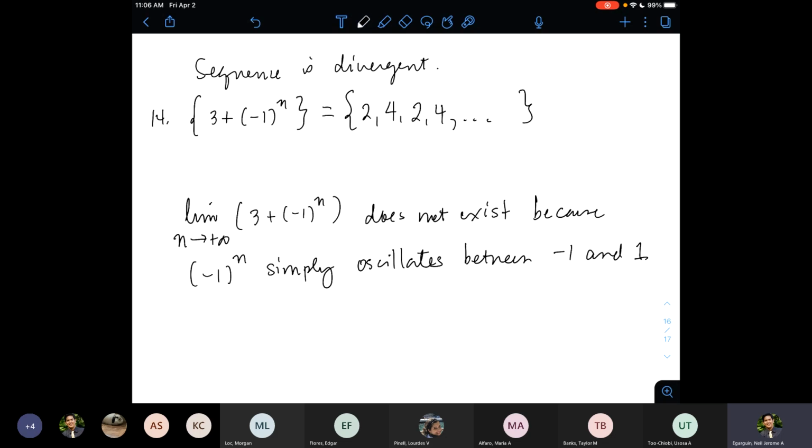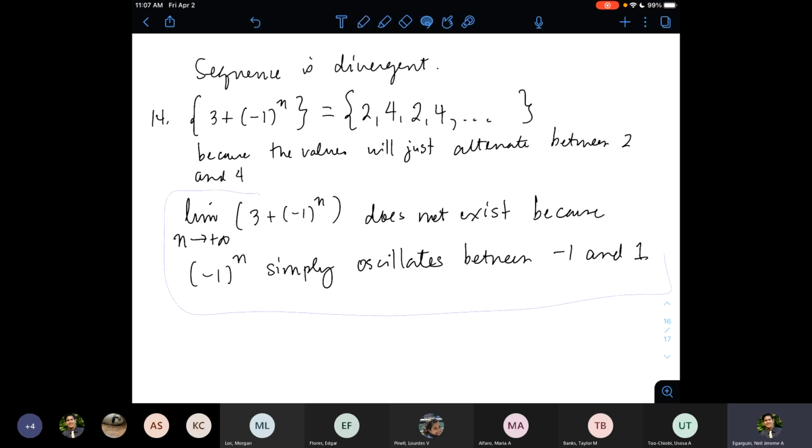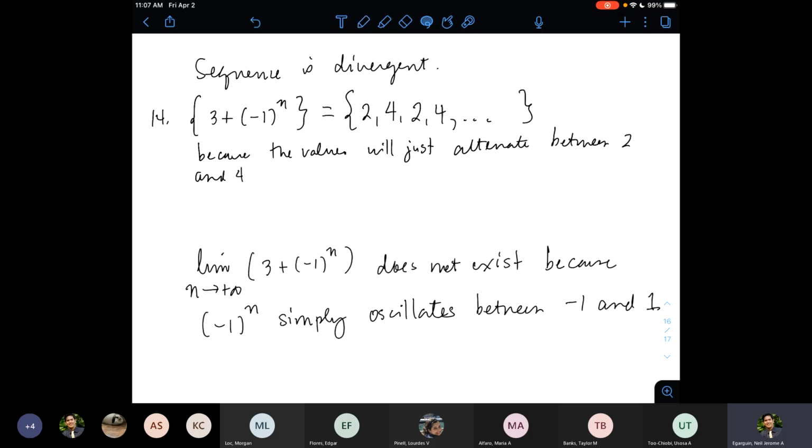So definitely this is divergent because the values will just alternate between 2 and 4, right? So this is your first solution, and this is an alternative one. So alternatively, this would be true.